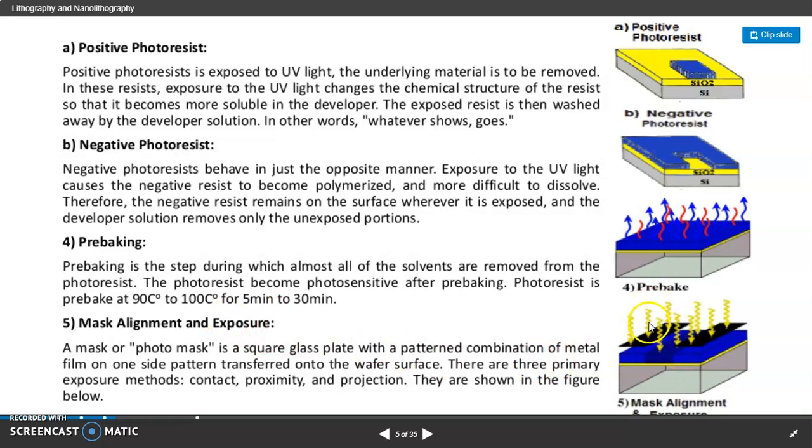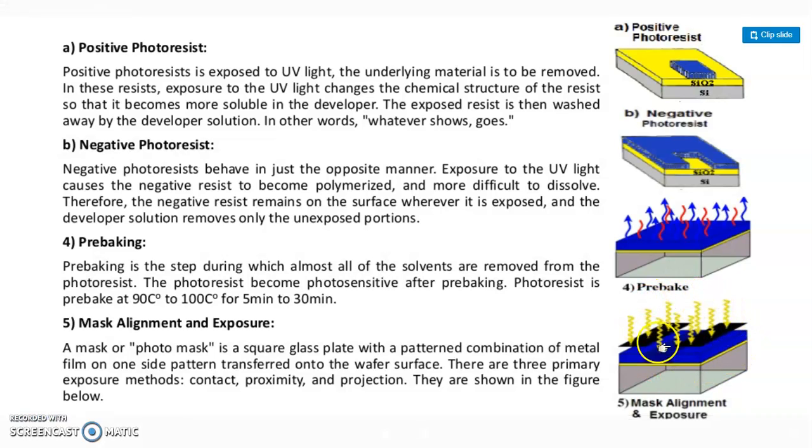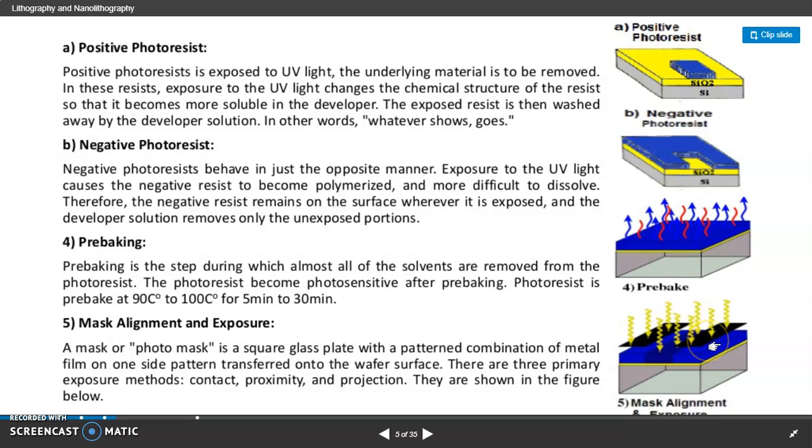Here you can see, with the square glass type mask, we keep the pattern above the wafer. After that we apply ultraviolet light, whichever the pattern requires. So in this process three methods are there: one is contact, next one is proximity and third one is projection.